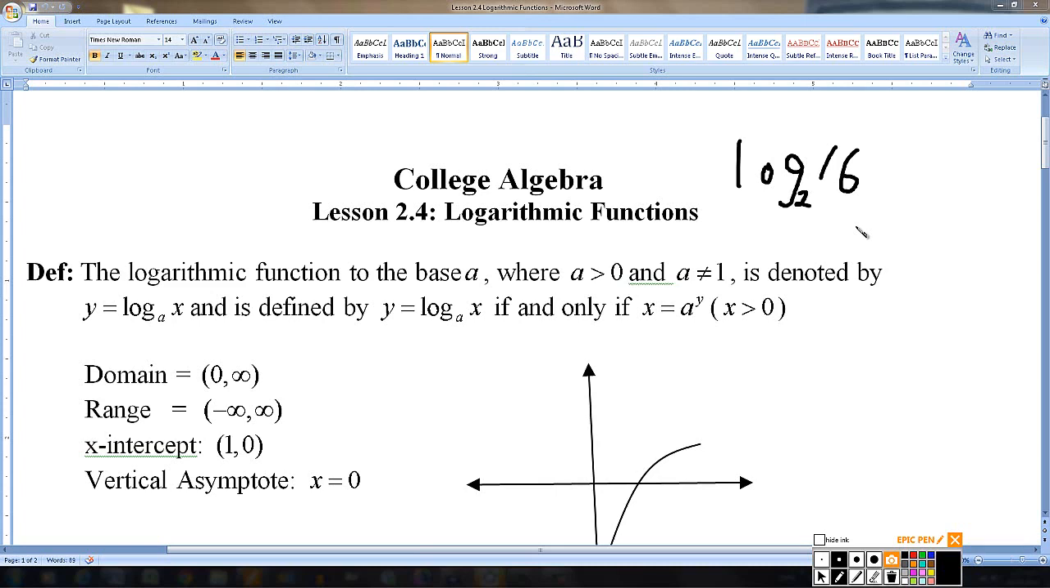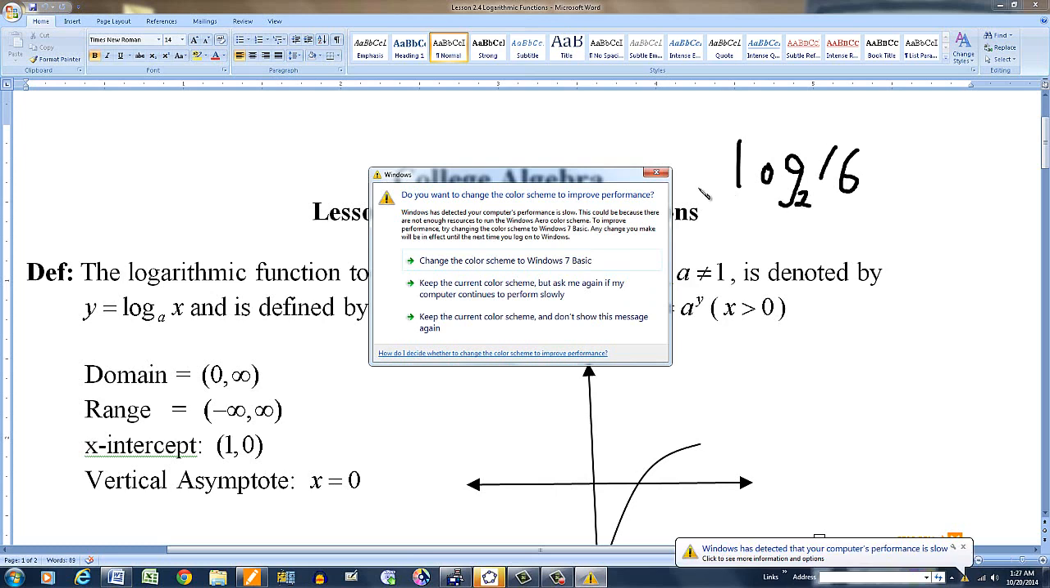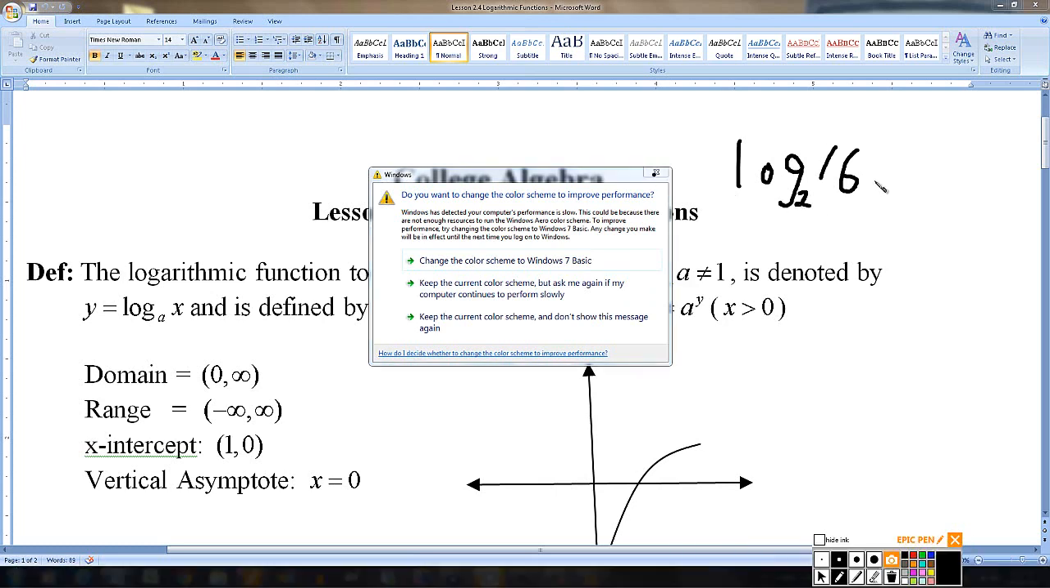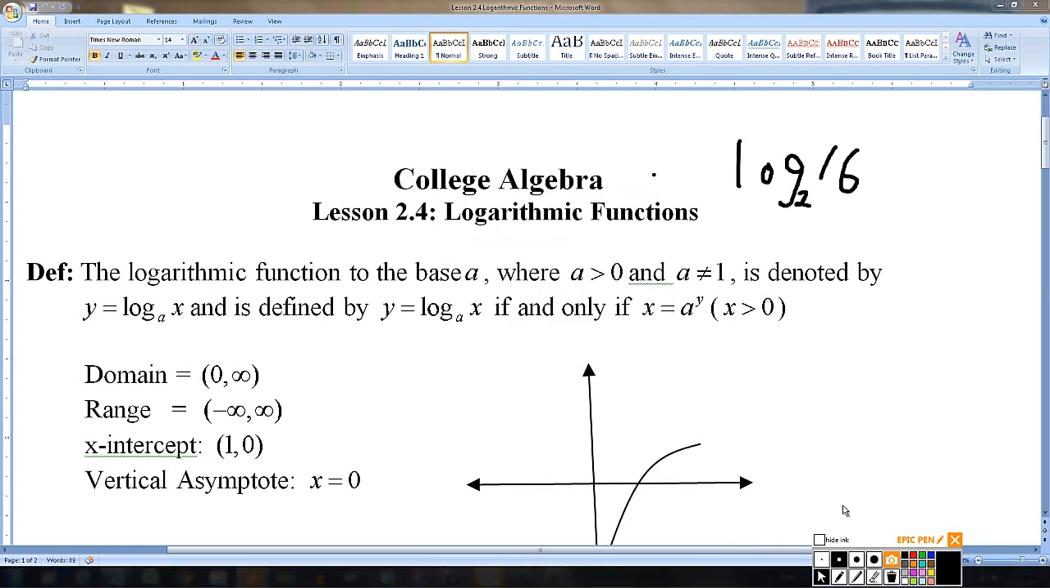But in some problems like this, you don't need a calculator. Here's the log of 16 to base 2. It's equal to what number? Well, again, because the logarithm is an exponent, here's your base 2. So basically we're asking, 2 to what power is 16? Well, it's 4. 2 to the 4th is 16.